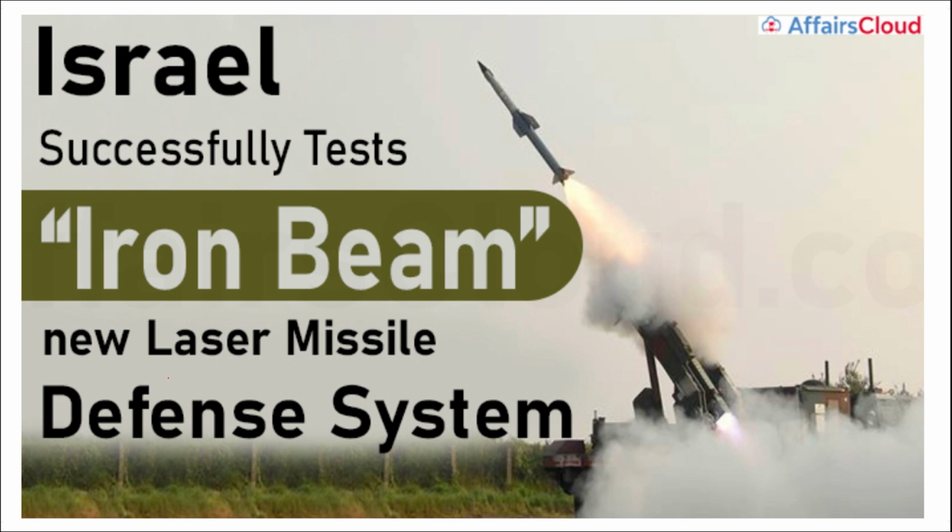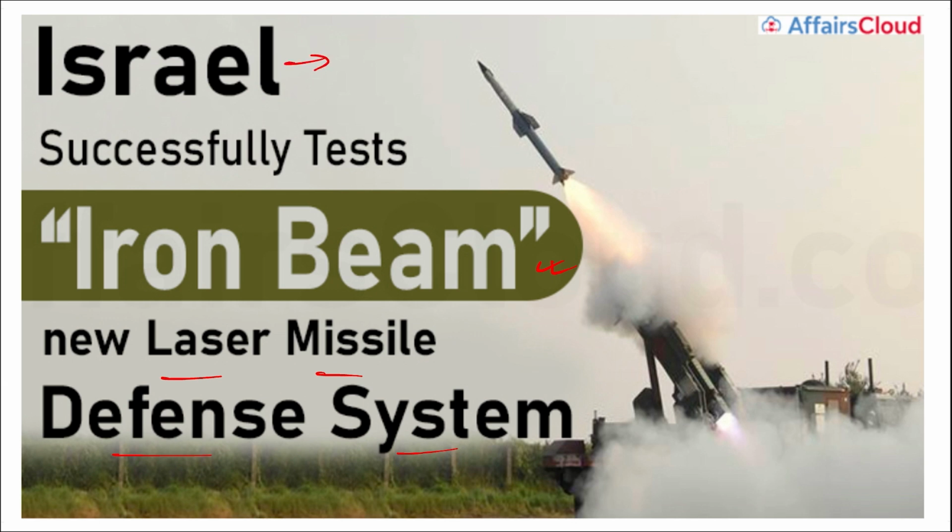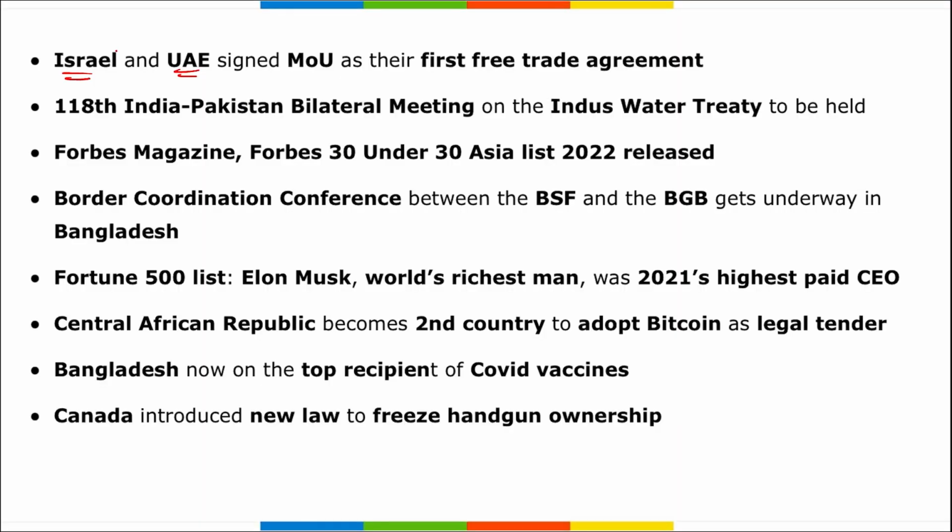Next, Israel. Israel has successfully tested a new laser defense system by the name Iron Beam. Important. Israel and UAE. Also, one more thing, if we talk about Israel, the capital of Israel, that is also considered to be one of the most expensive cities in the world, Tel Aviv. Then Israel and UAE signed a memorandum of understanding as their first free trade agreement.